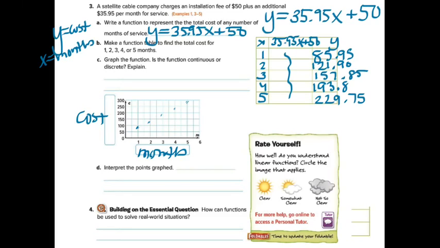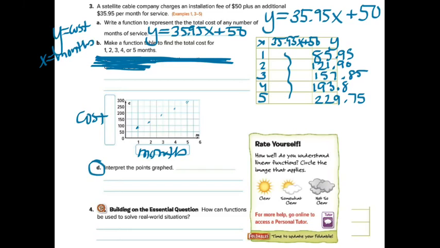Now, the one thing I want you to think about: C asks you if it's continuous, so don't worry about that. But what you can think about is, could you connect these points? Could I have a half of a month? Would you pay for half of a month? Does cable get charged half of a month? I don't know, maybe it does, maybe it doesn't. Think about that, something to just think about.